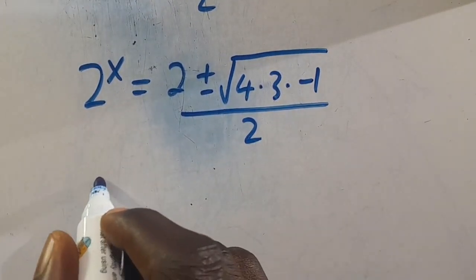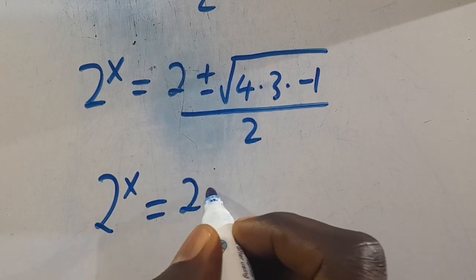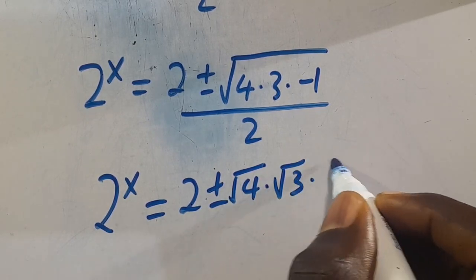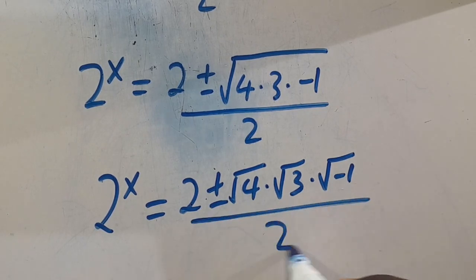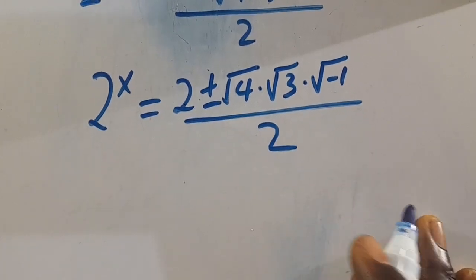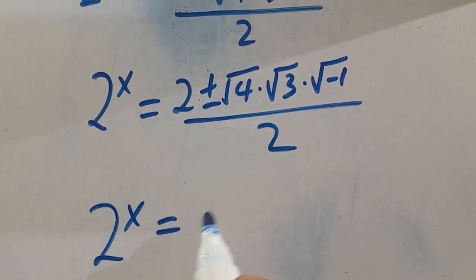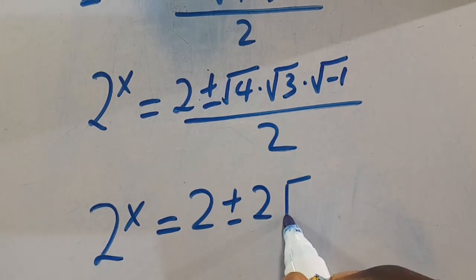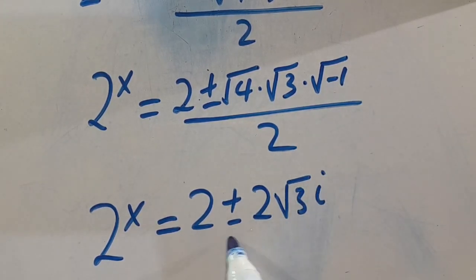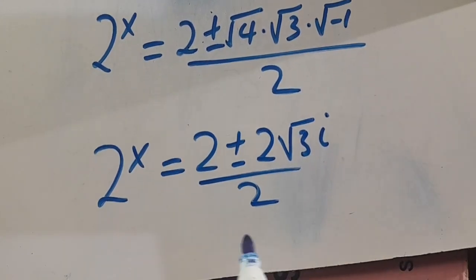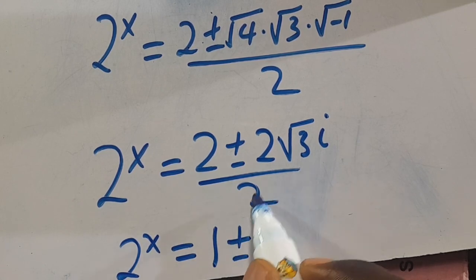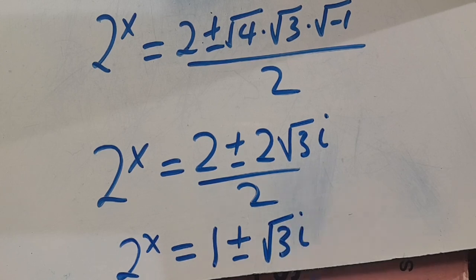So from here we have 2 to the power of x equals 2, positive or negative, root 4 times root 3 times root of minus 1, all divided by 2. So from here we have 2 to the power of x equals 2, positive or negative, root 4 will give us 2, multiplied by root 3, root of minus 1 will give us i, divided by 2. So when we divide this one by this, we have 2 to the power of x equals, this divided by this will be 1, positive or negative. This divided by this will also be root 3i.